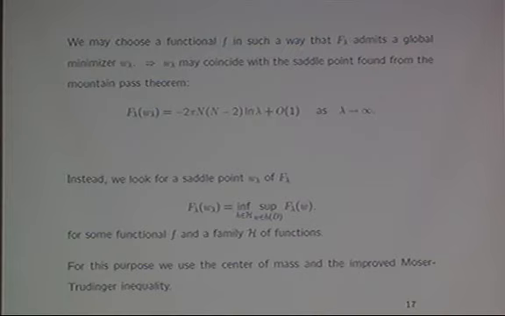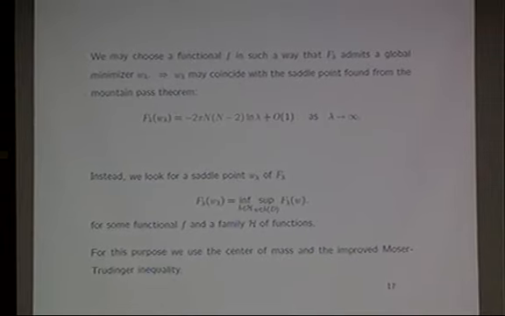So we may choose a functional f in such a way that the modified functional admits a global minimizer. But in this case, the global minimizer may coincide with the saddle point found from the mountain pass theorem, and the saddle points satisfy this asymptotic behavior as lambda tends to 0. So instead, we look for a saddle point, W lambda, by using the well-known minimax method. In that case, we must choose some functional and a suitable family H of functions.